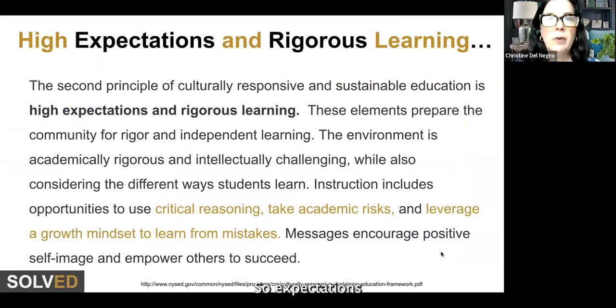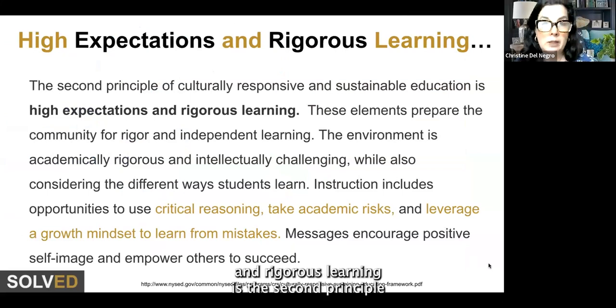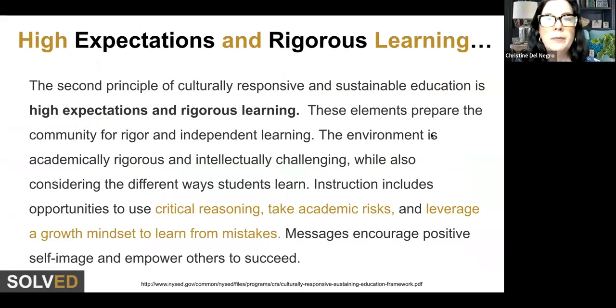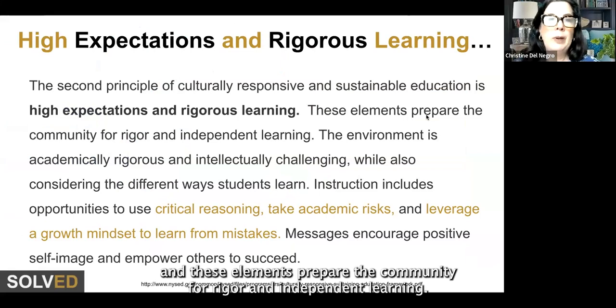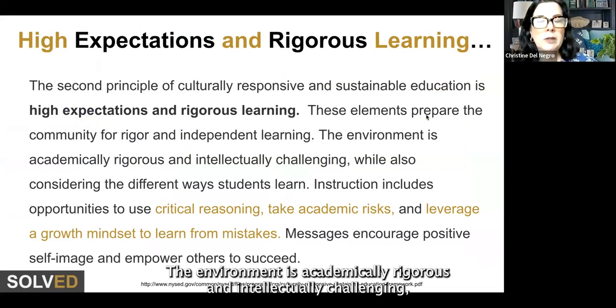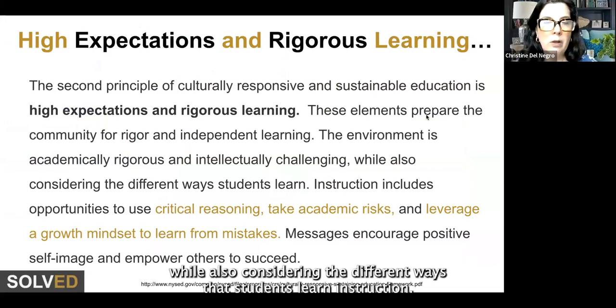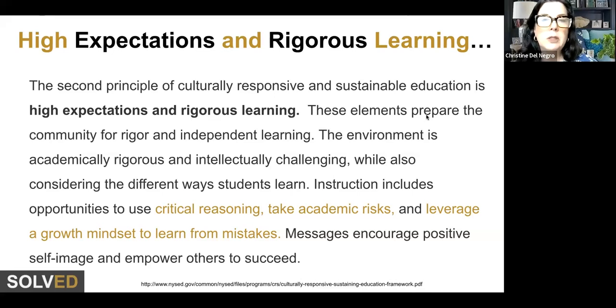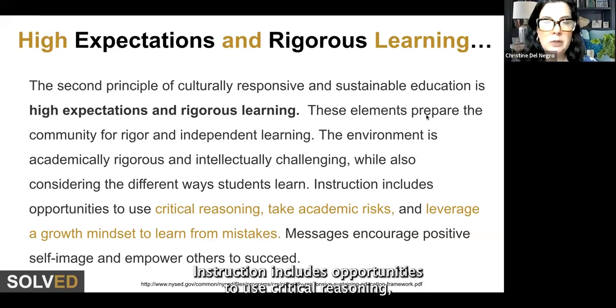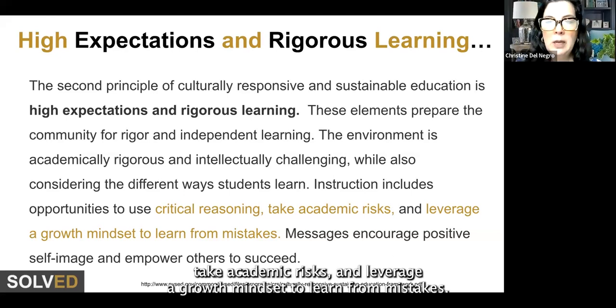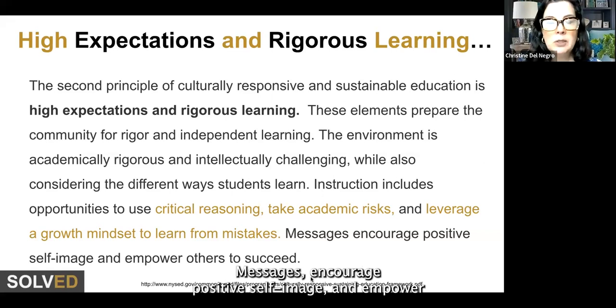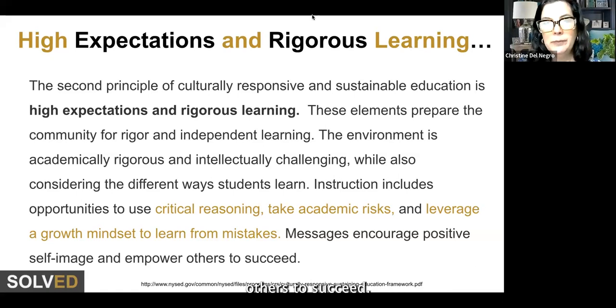High expectations and rigorous learning is the second principle. These elements prepare the community for rigor and independent learning. The environment is academically rigorous and intellectually challenging, while also considering the different ways that students learn. Instruction includes opportunities to use critical reasoning, take academic risks, and leverage a growth mindset to learn from mistakes. Messages encourage positive self-image and empower others to succeed.